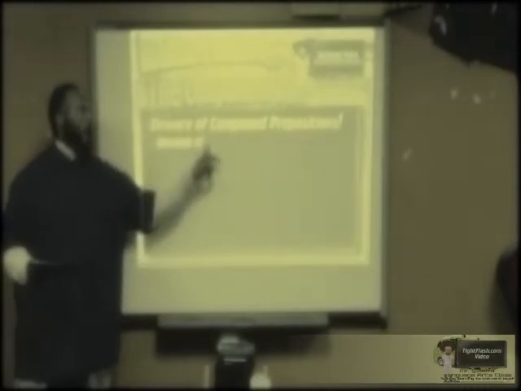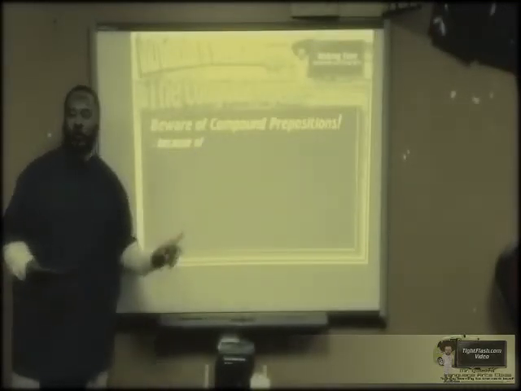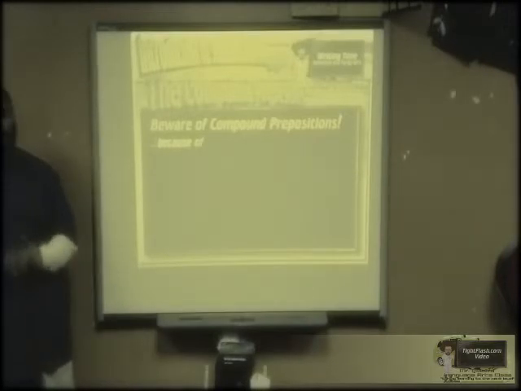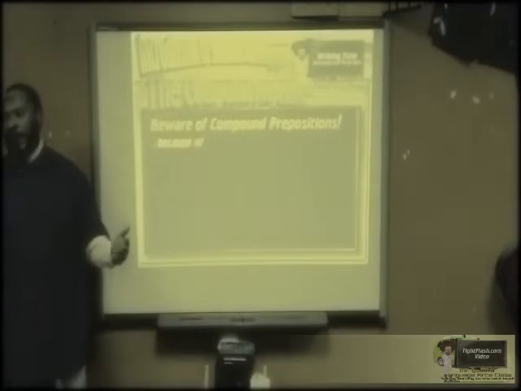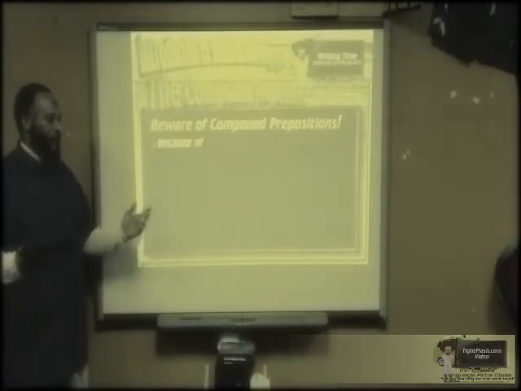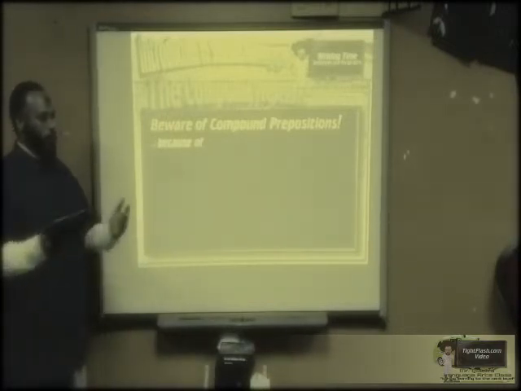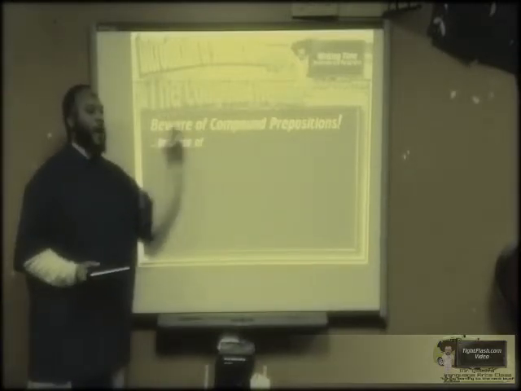But it came before, making it a compound preposition. If you notice, "because of that boy" doesn't have a verb. So how can it be a complex sentence? "The girl got in trouble in class because of that boy" is not a complex sentence. That's just a compound preposition.